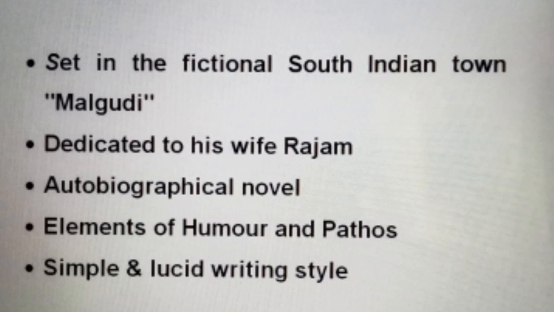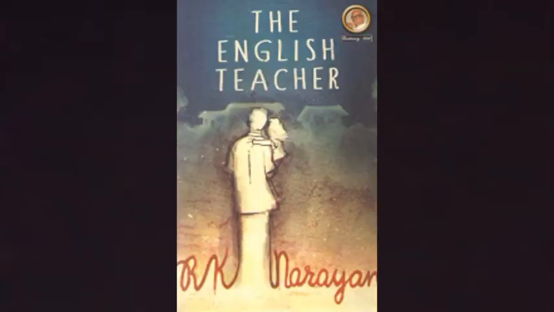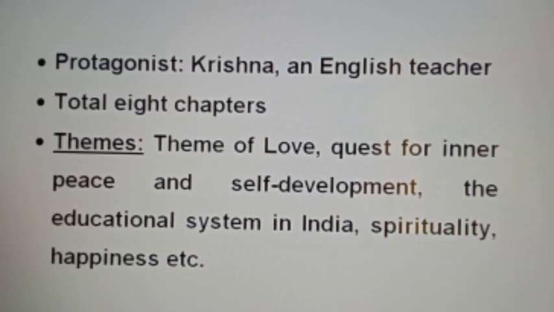The novel is filled with elements of humor and pathos. It is written in simple and lucid style. The protagonist is Krishna. He is an English teacher. The novel contains a total of 8 chapters. The main themes of the work include love, quest for inner peace and self-development, the educational system in India, spirituality, happiness, etc.